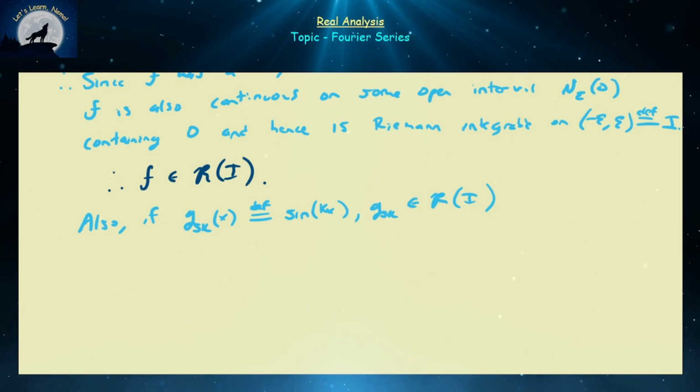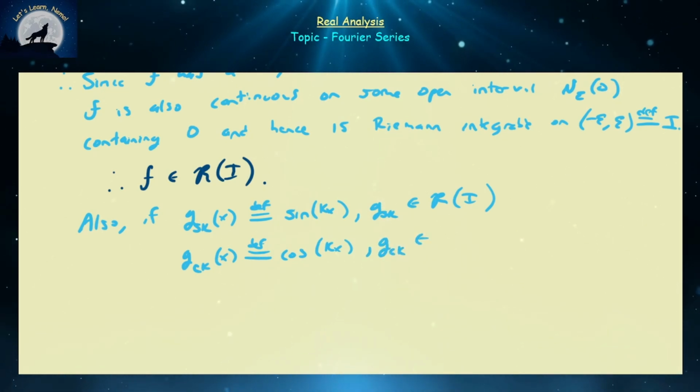Right? Because that's just a sine function. Sine functions are continuous and hence Riemann integrable on R, moreover on I. Also, if we define another function, g_c,k(x), to be equal to the cosine of kx, then you should also be able to see that g_c,k is also Riemann integrable on I. So we have several Riemann integrable functions: f is Riemann integrable, g_s,k, and g_c,k.